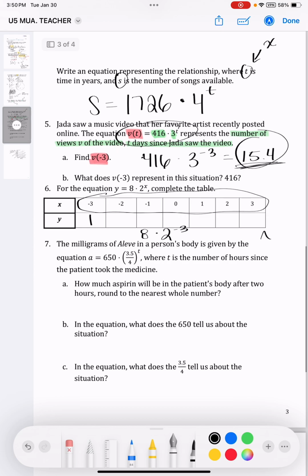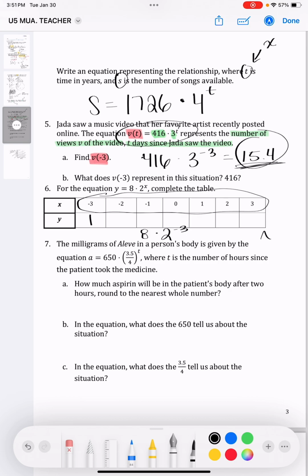And the last problem, we are talking about medicine in a person's body and how that dosage or the amount of medicine in the bloodstream either decreases over time or increases. Typically, it's going to be decreasing. So the question says the milligrams of medicine in a person's body is given by the equation A equals 650 times 3.5 over 4 raised to the power of t, where t is the number of hours since the patient took the medicine. How much aspirin, or just any medicine, will be left in the patient's body after 2 hours? Round to the nearest whole number.